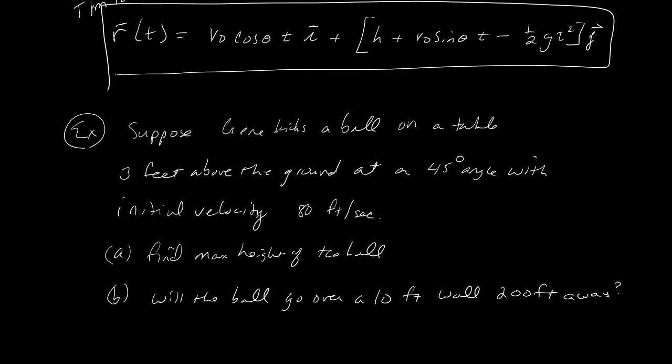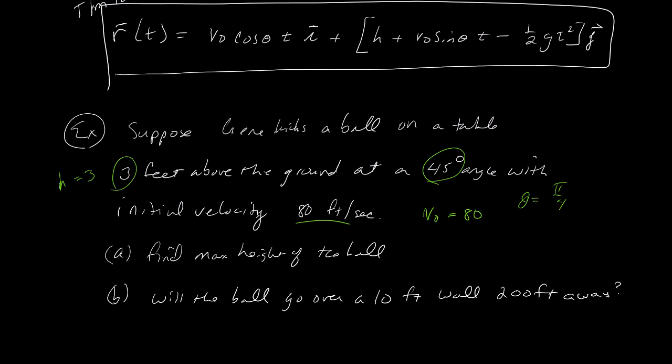Okay, so let's identify everything that we were given. We were given that v naught is 80. That's its speed at that moment. We were not told the vector. We were given the actual speed, so 80. We know that theta is 45 degrees, or pi over 4. And we know that the initial height is 3 feet. So the initial height h is 3 feet.